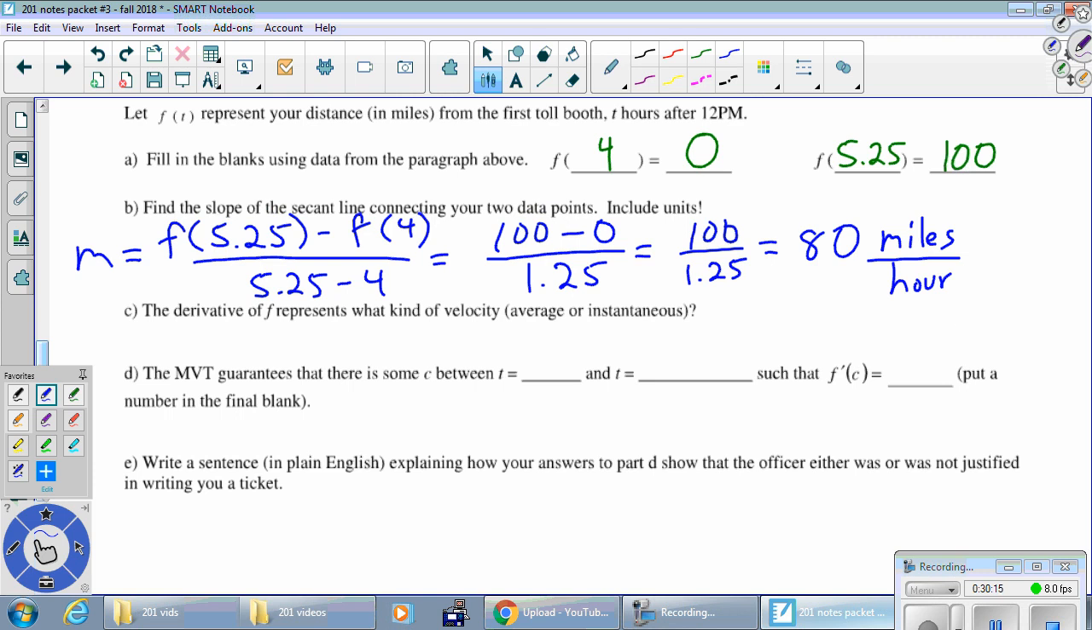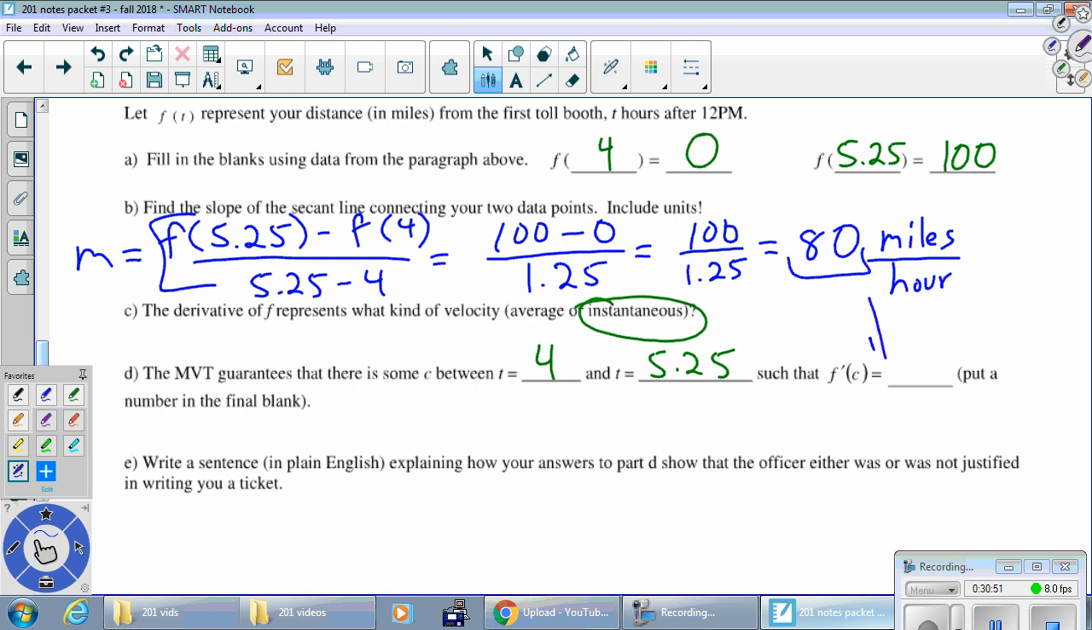The derivative of f represents what kind of velocity, average or instantaneous? So we know derivatives are always instantaneous velocities. The mean value theorem guarantees that there is some c between t equals something and t equals something. Okay, so the t equals are the input values, in this case 4 and 5.25, such that f prime of c is equal to, and then we're going to put a number here. So we know the mean value theorem conclusion said that f prime of c was equal to the slope of the secant line, f of b minus f of a over b minus a. But hey, that's exactly what we did right here. And so 80 is what goes right there.